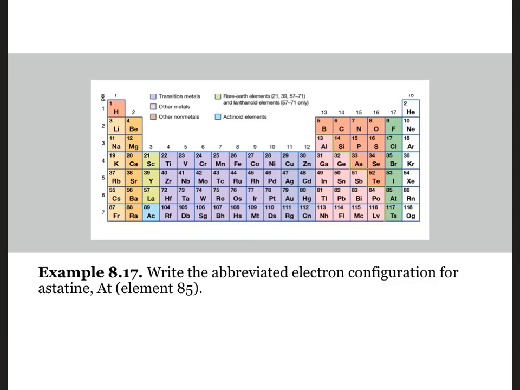Now you try one. Write the abbreviated electron configuration for astatine, element 85. Start by using the periodic table to identify the noble gas that precedes astatine, which is xenon. Write the symbol for xenon in brackets, then follow with the electron configuration of the outer electrons: 6s2, 4f14, 5d10, 6p5.